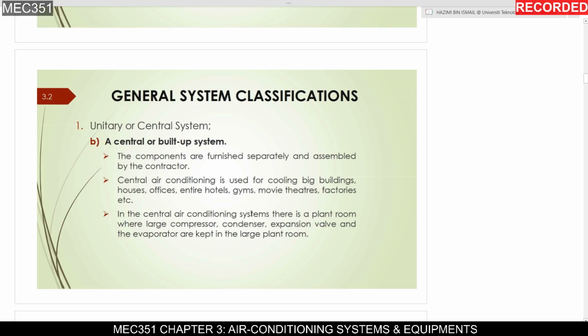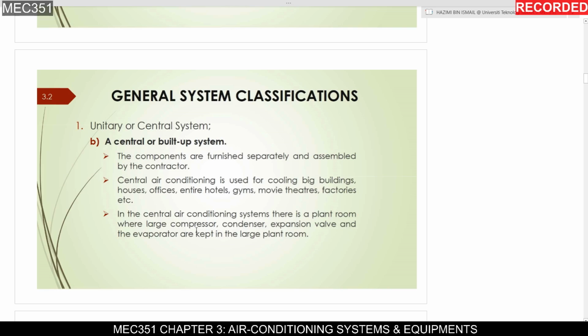In the central air conditioning system, there is a plant room where the large compressor, condenser, expansion valve, and the evaporator are kept. Sometimes we call this a centralized aircon system. We call it the chiller system, because we have a separate, specific plant room, which for UITM is located around the BKBA, under the ground floor. In that plant room you have the compressor, condenser, expansion valve, and the evaporator.